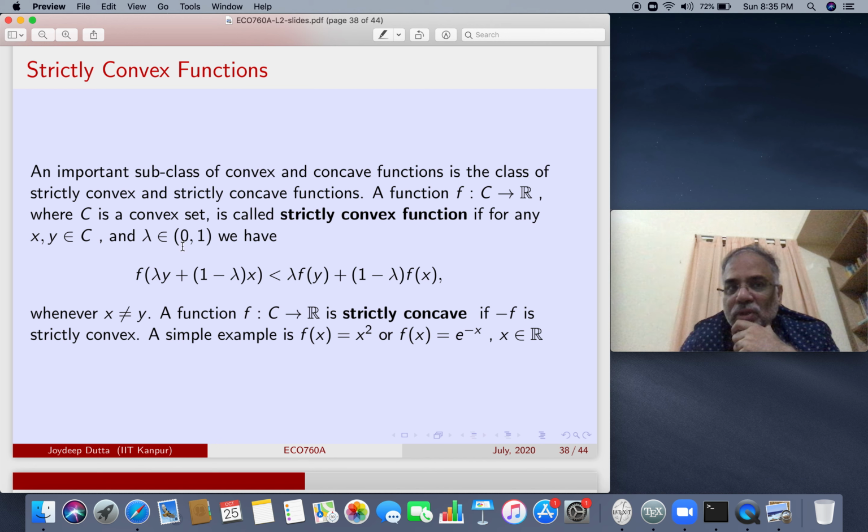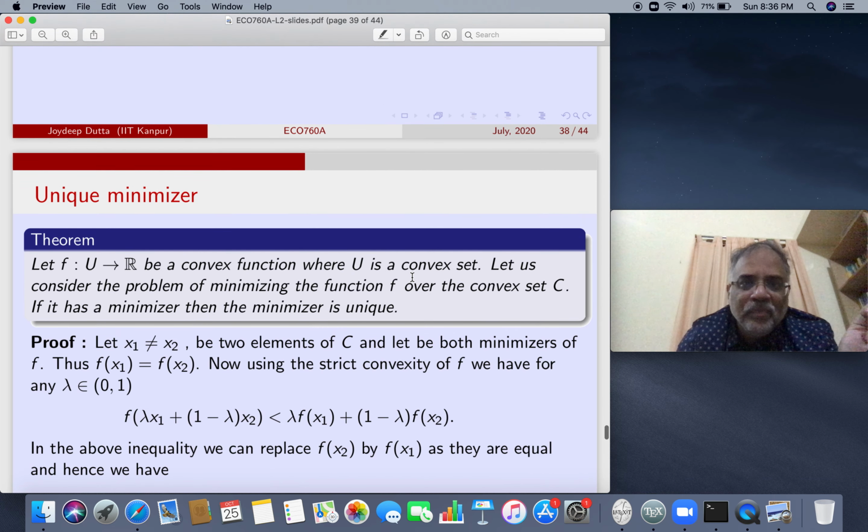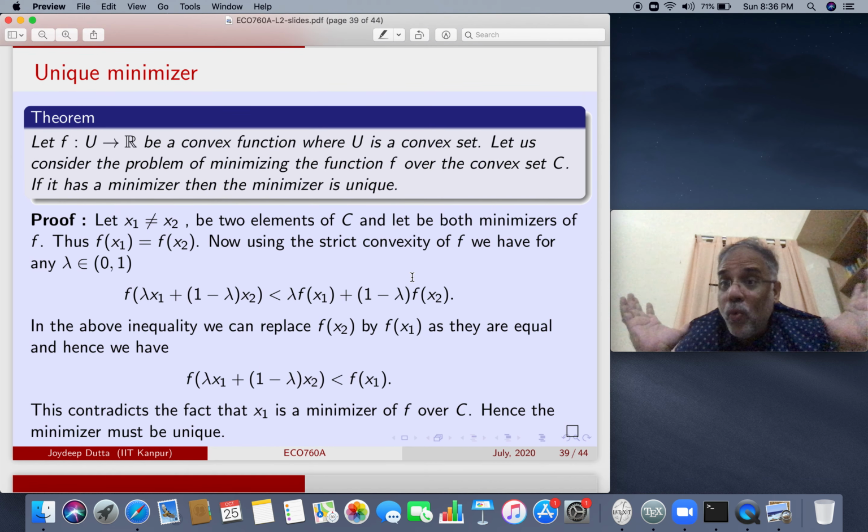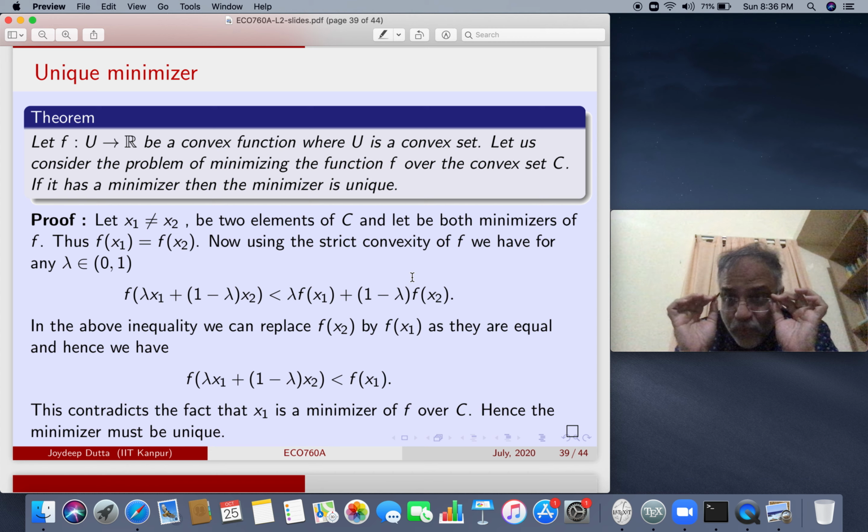Please understand, in the definition of strict convexity, lambda is chosen strictly between 0 and 1, because if you put lambda equal to 0, it will become f(x) is strictly less than f(x), which is impossible. Even when y is not equal to x, if you put lambda equal to 0 there, it will become f(x) is strictly less than f(x). That doesn't make sense. So lambda has to be chosen strictly between 0 and 1. Now what does it say? Suppose I get two minimizers and both of them say, okay, we are minimizers of this strictly convex function, and they are not equal. They are different, distinct.